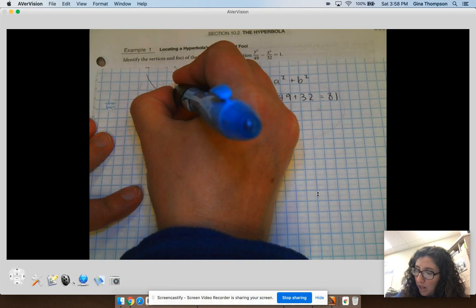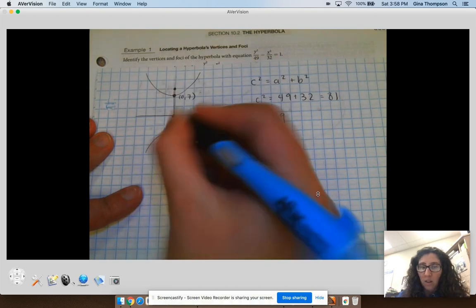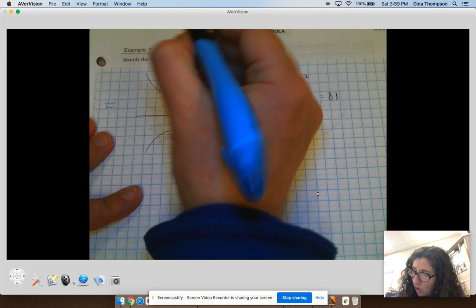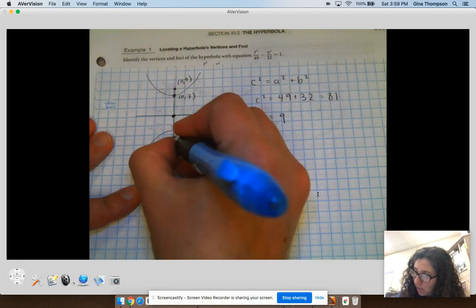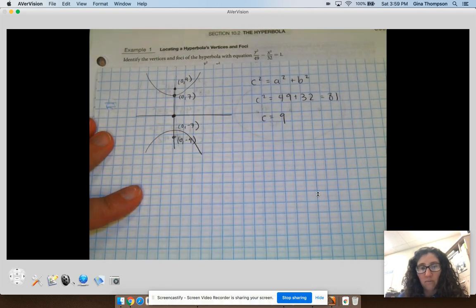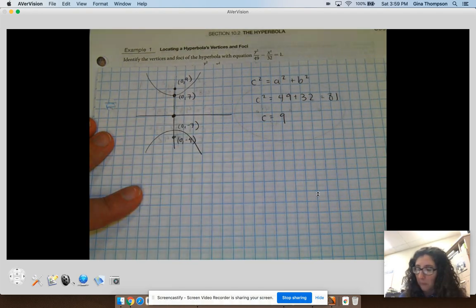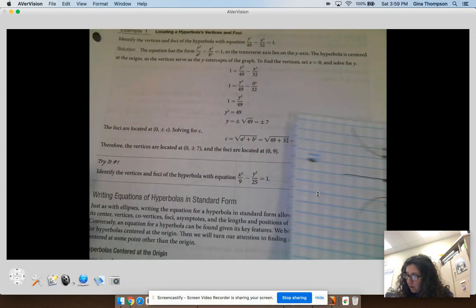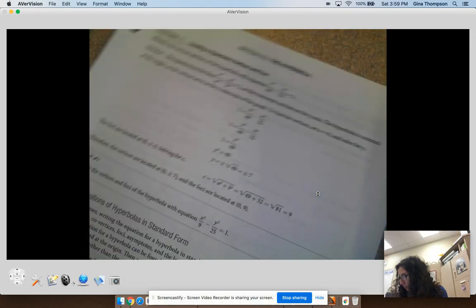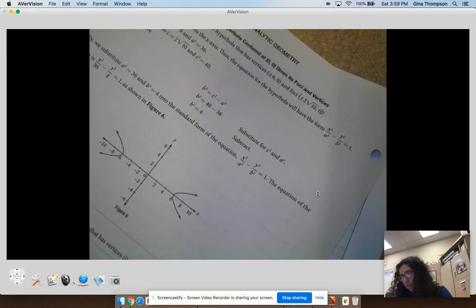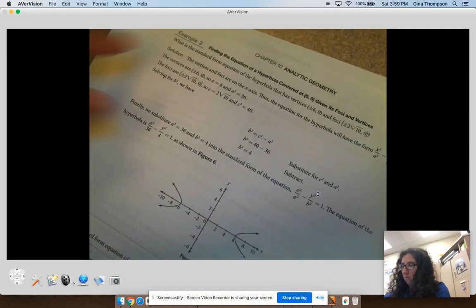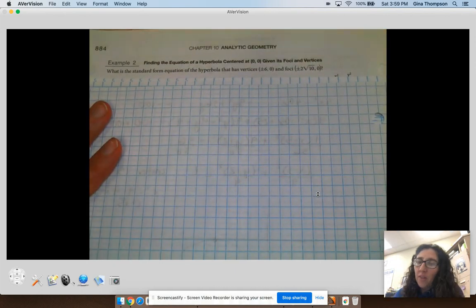So our focus, remember, is inside the hyperbola curves. So this is going to be at 0, 9, and this will be at 0, -9. Right? It's c units from the center of the hyperbola. Okay? All right, let's do another one. Example 2. What is the standard form equation of the hyperbola that has these vertices and these foci?